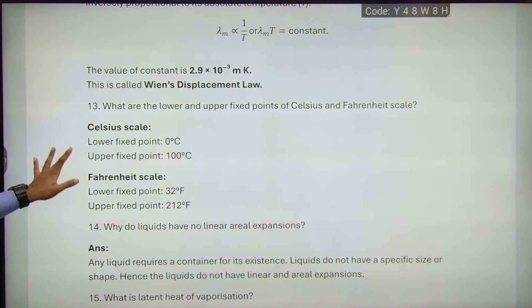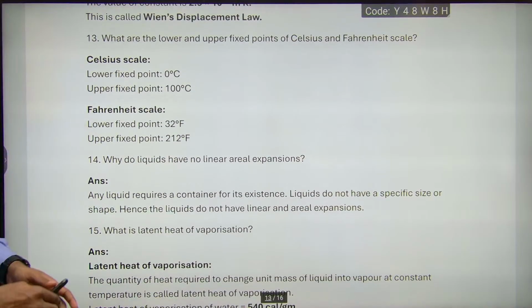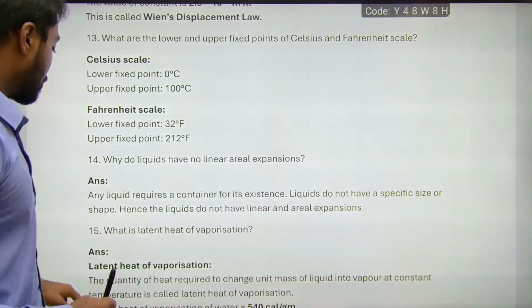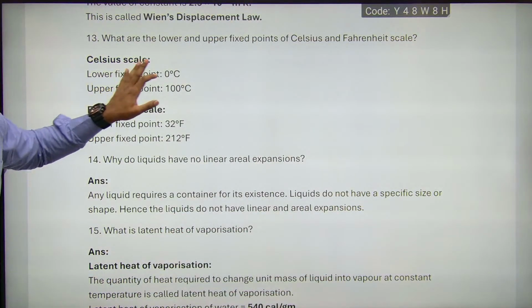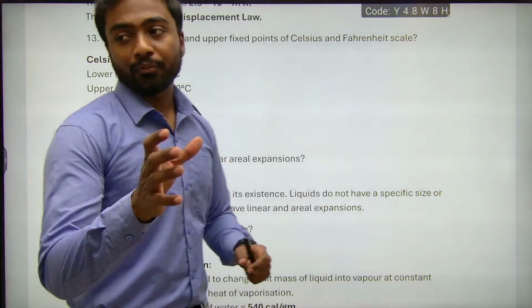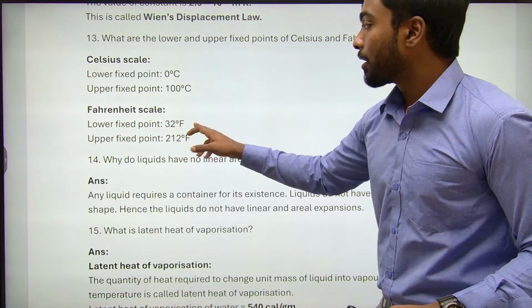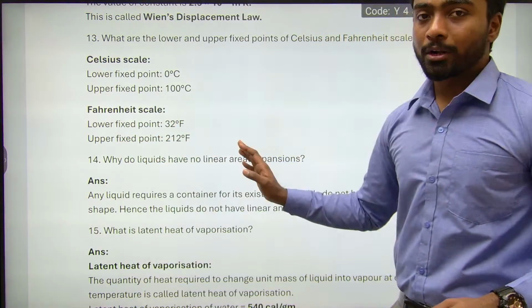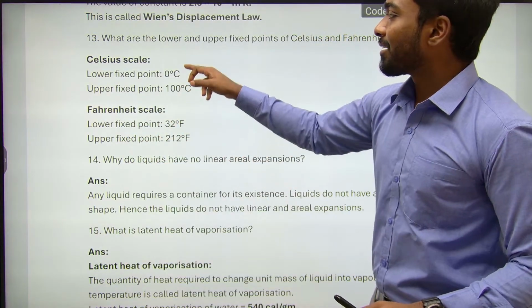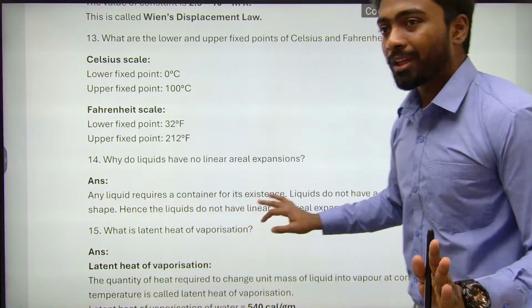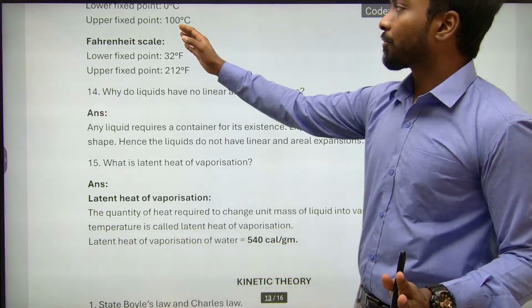meter Kelvin. Next, what are the lower and upper fixed points of the Celsius and Fahrenheit scales? This is the easiest thing. The lower fixed point of Celsius is 0 and the upper fixed point is 100, and the lower fixed point of Fahrenheit is 32 and the upper fixed point is 212. Right? And what is the scale difference? It is 100 for Celsius and 180 for Fahrenheit. Scale difference means upper minus lower.